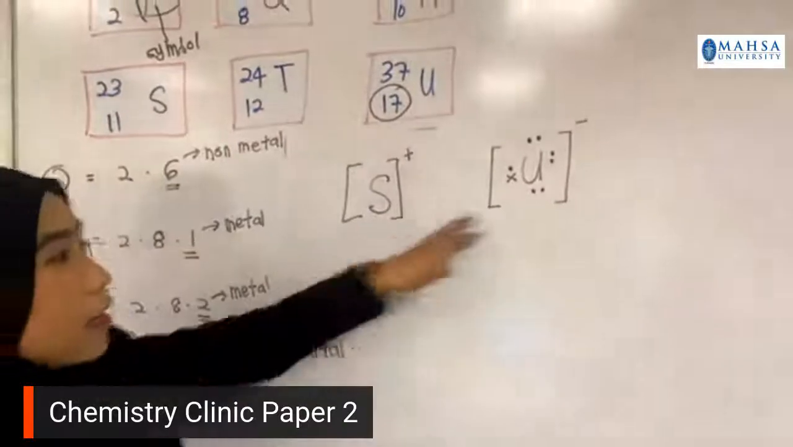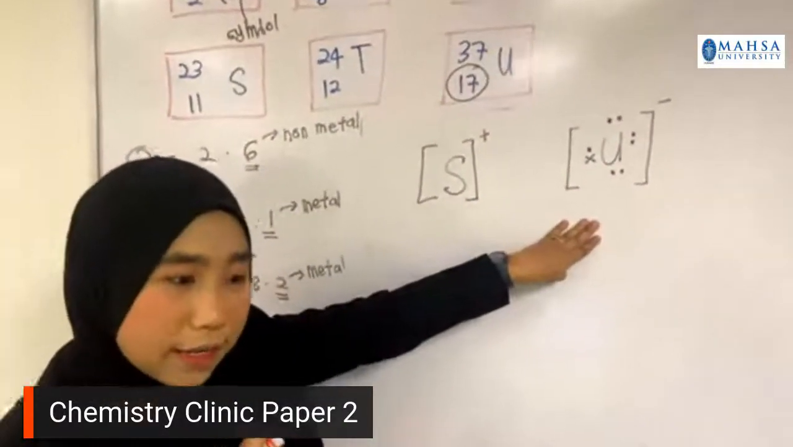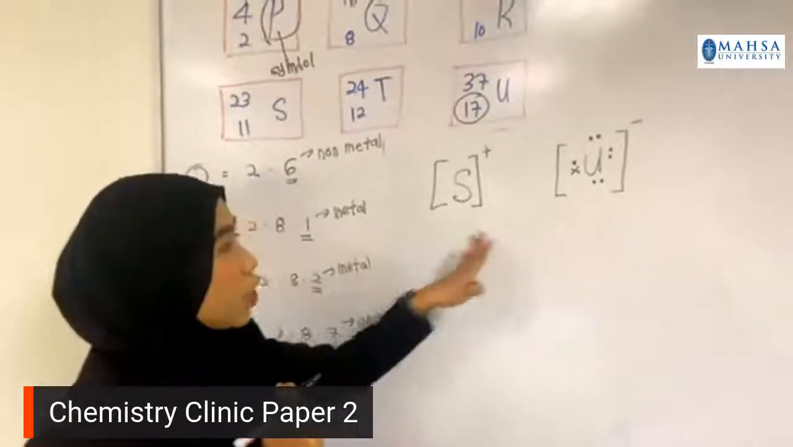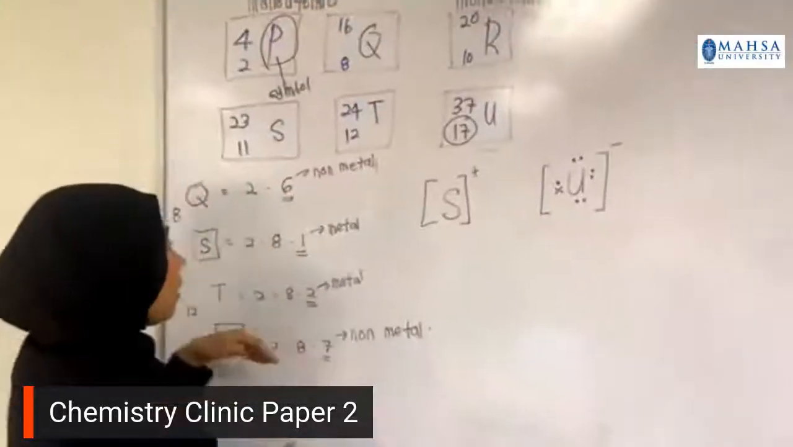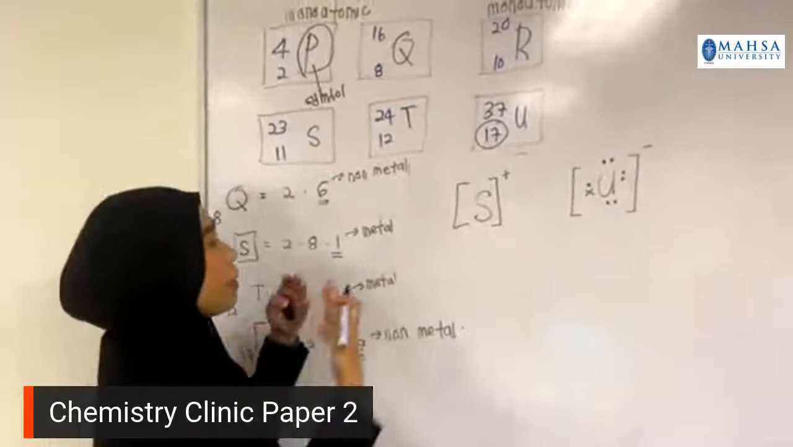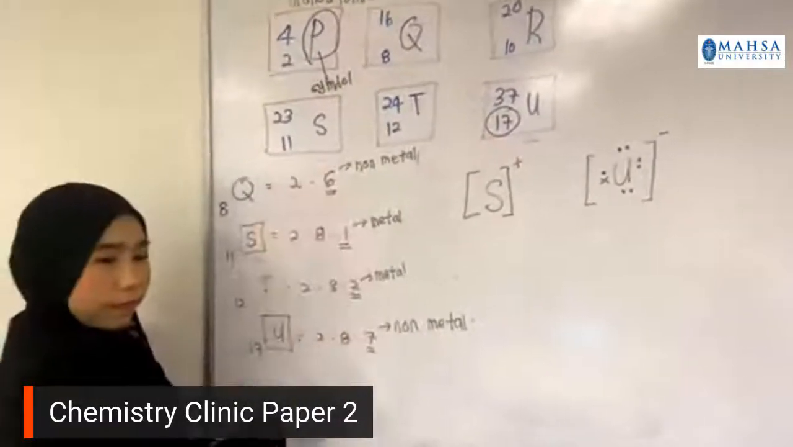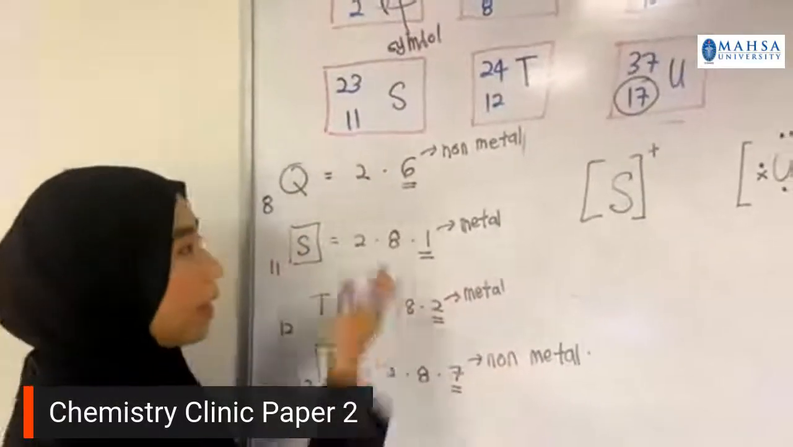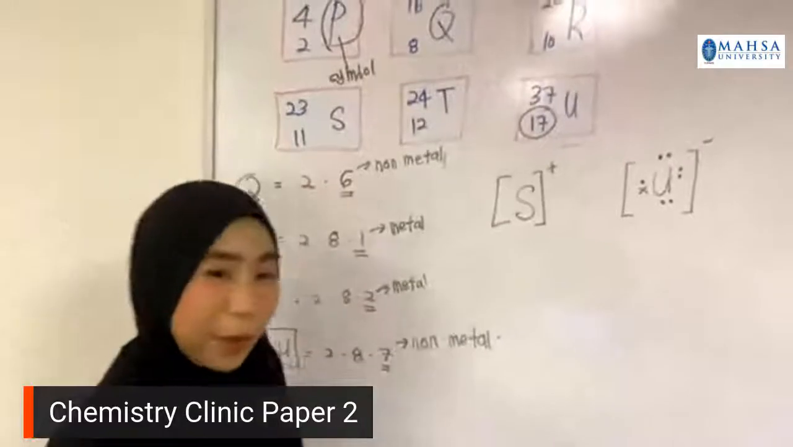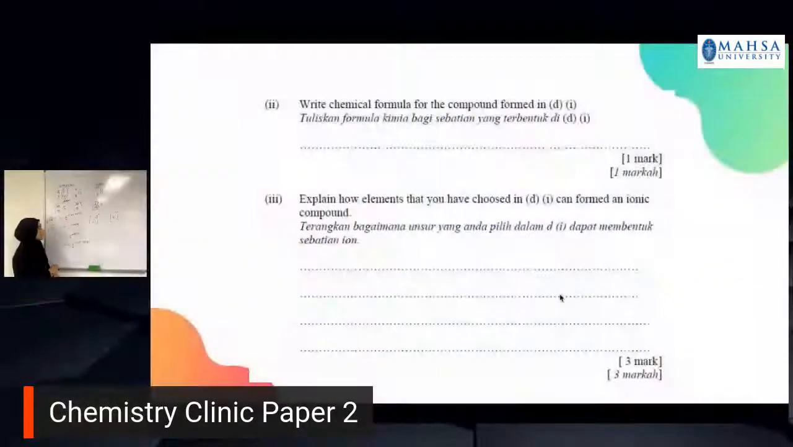Okay, this is not answering the question yet because the question states, what is the question again, Mr. Alex? Ionic compound. Which elements can form ionic compound? Which is element S and U. That's one example. There are other answers as well. So this question you can have more than one answer depending on the electron arrangement. Okay, can we go for the next question, Mr. Alex? Sure.